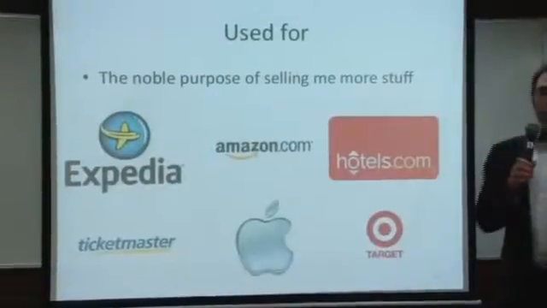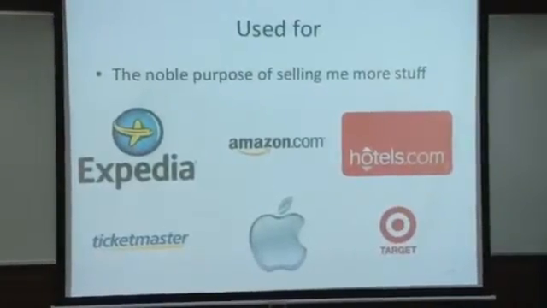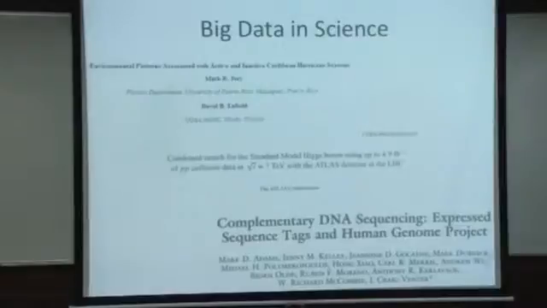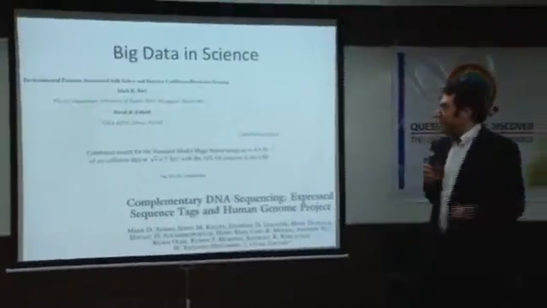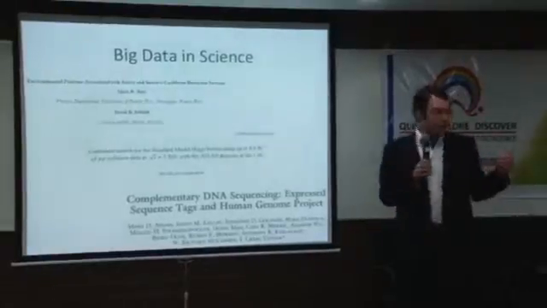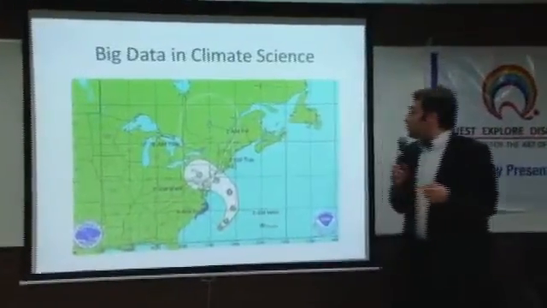And all this information, all this big data, is used for the noble purpose of selling me more stuff. But the cool thing about big data is you can use it for more than just selling more stuff. You can use it to benefit science. And in the last decades, it's been used to benefit climate science.